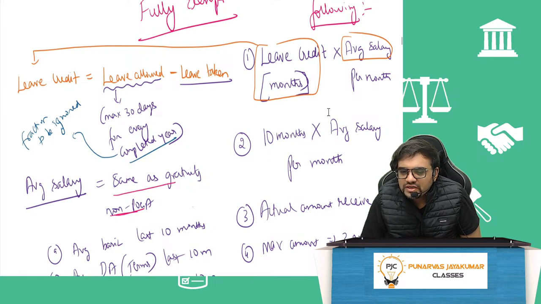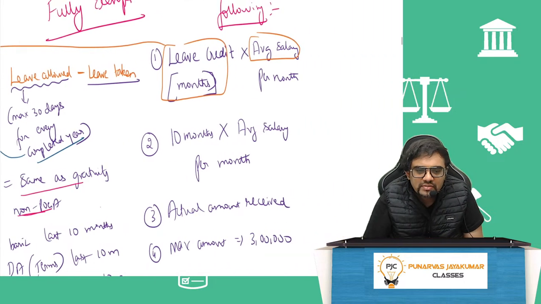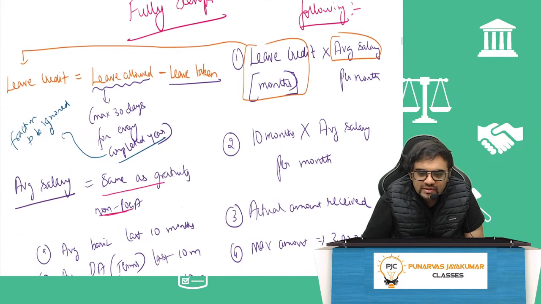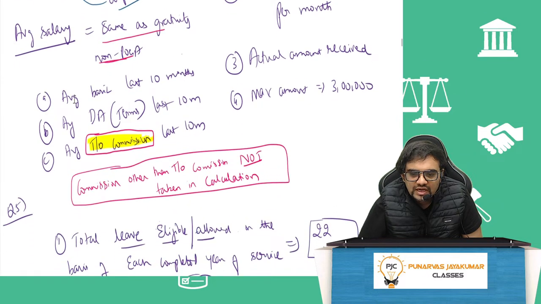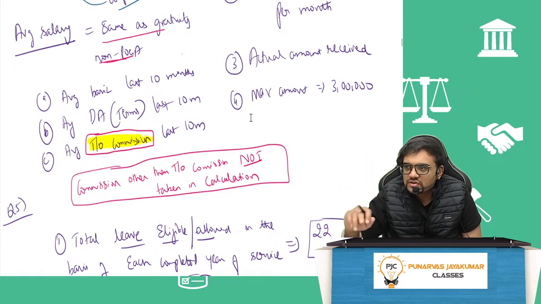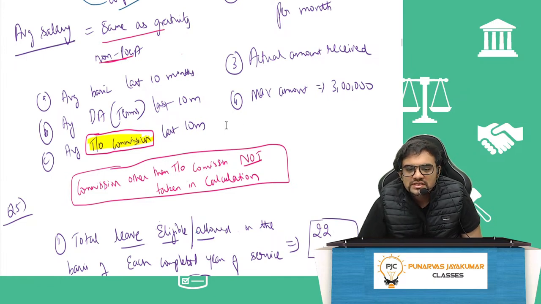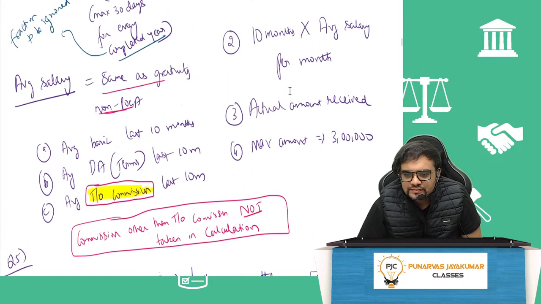So leave credit into average salary per month. So what does average salary per month mean? Same as gratuity, non-PoGA. Average basic of last 10 months, average DA terms of last 10 months, average turnover commission of last 10 months. If they have given any other commission, it should not be taken in the calculation. It should only be turnover commission. The previous one also, here also, same. It is as in gratuity, non-PoGA case.